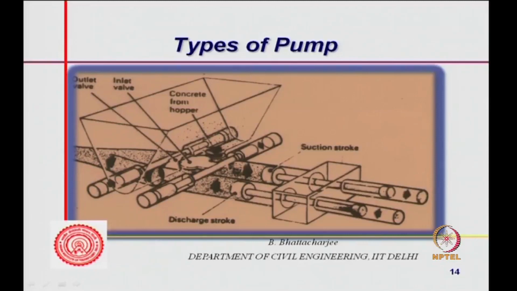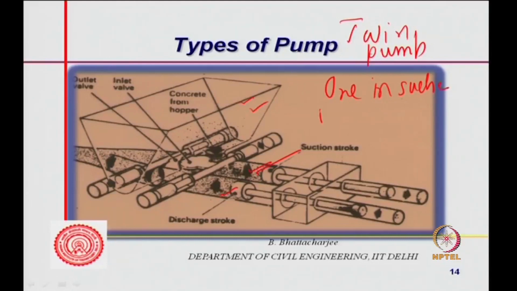And now, there are twin valves, because there are twin pumps, you can see 1 and 2. There are two of them actually. So, what happens is, this is a common hopper, and the valves are such that while this one is in suction stroke, the other will be in delivery. So, one of them is in suction, the other one is in delivery, and this is a hopper for collection of concrete. So, a twin pump: one in suction, the other in delivery.